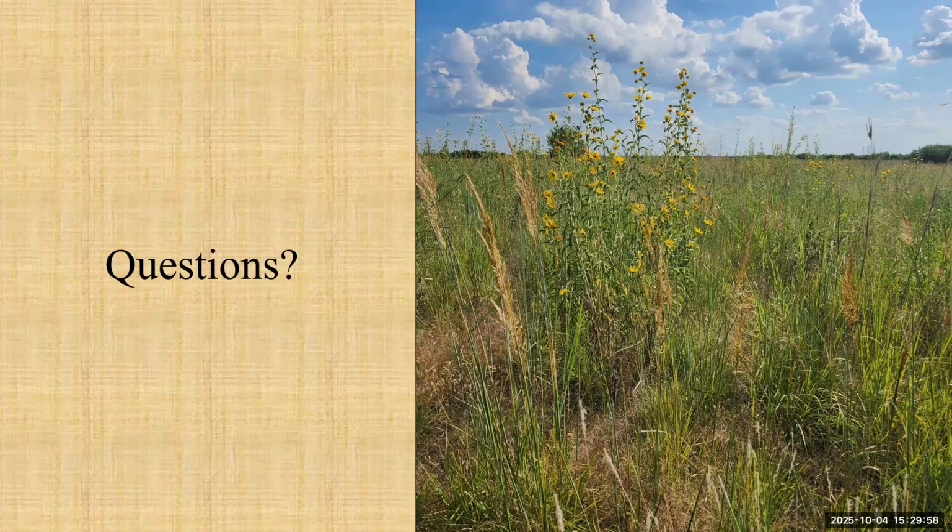So the second question, what is the ideal composition of native grasses and forbs? That's a really nuanced question. It depends on basically the 5 W's: who, what, when, where, and how.